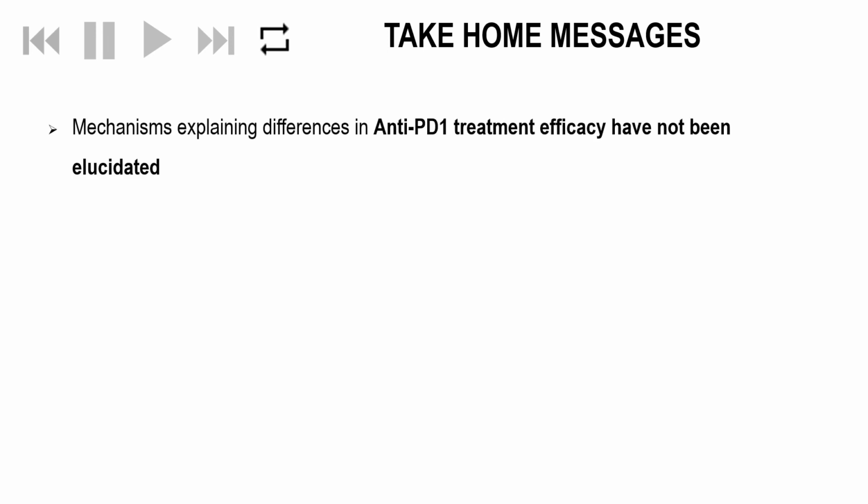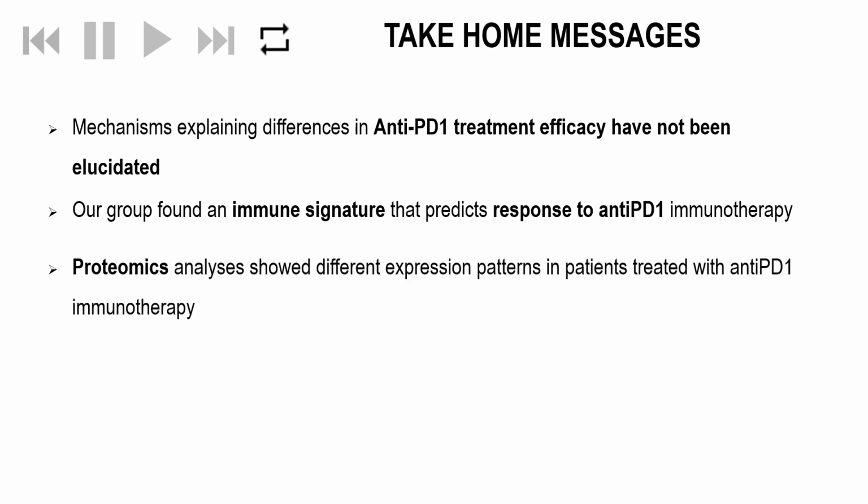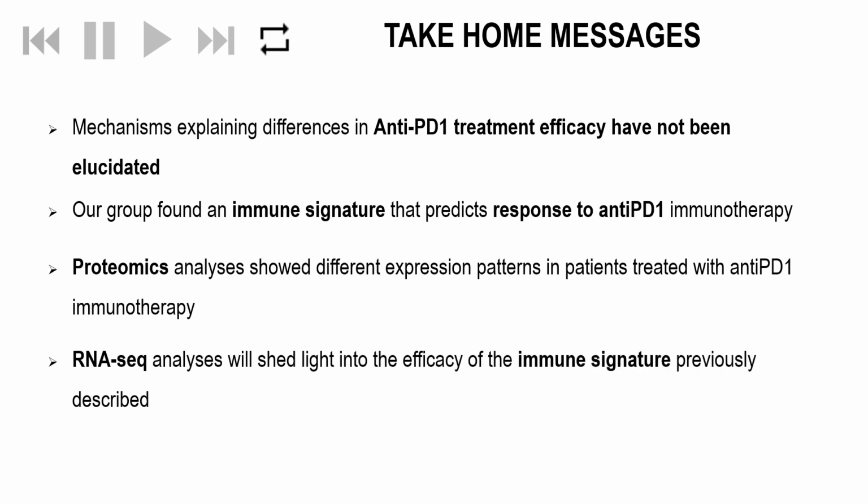So we reached the end of the video, but I want you to take home some messages. Mechanisms explaining differences in anti-PD-1 treatment efficacy have not been elucidated yet, but our group has found an immune signature that predicts response to anti-PD-1 immunotherapy. Proteomic analysis showed different expression patterns in patients treated with anti-PD-1 immunotherapy, and RNA-seq analysis will shed light on the efficacy of the immune signature previously described.